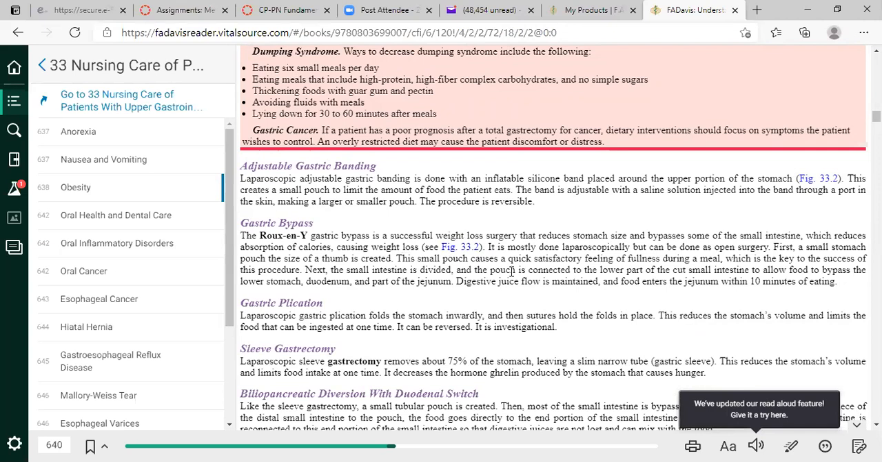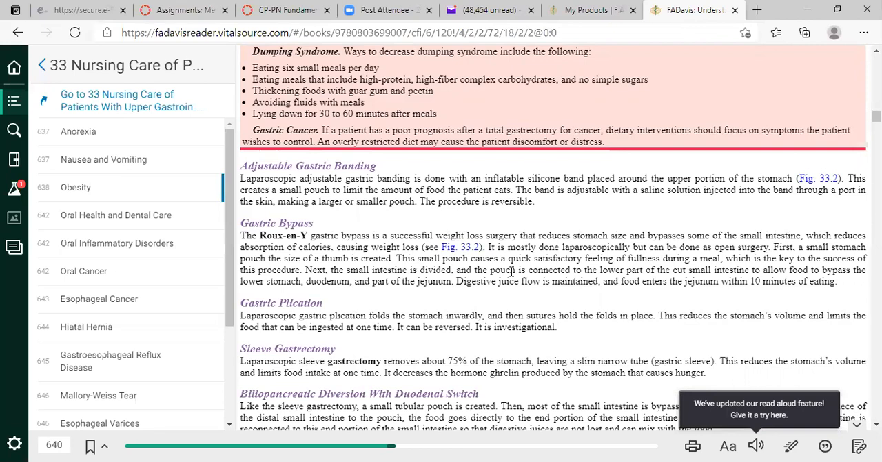The Roux-en-Y gastric bypass is a successful weight loss surgery that reduces stomach size and bypasses some of the small intestine, which reduces absorption of calories, causing weight loss. It is mostly done laparoscopically, but can be done as open surgery. First, a small stomach pouch the size of a thumb is created. This small pouch causes a quick, satisfactory feeling of fullness during a meal, which is the key of the success of this procedure.